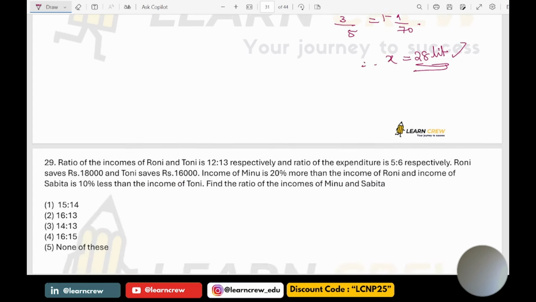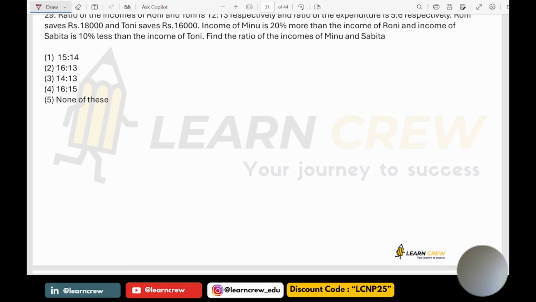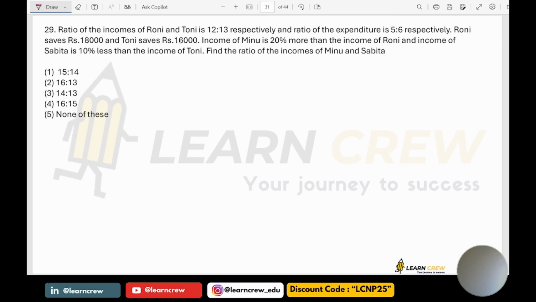Next, the ratio of the income of Roni and Tony is 12 is to 13 respectively, and the ratio of their expenditure is 5 is to 6 respectively. Roni saves 18,000 rupees and Tony saves 16,000 rupees. Income of Menu is 20% more than income of Roni, and the income of Savita is 10% less than income of Tony. Find the ratio of the incomes of Menu and Savita.